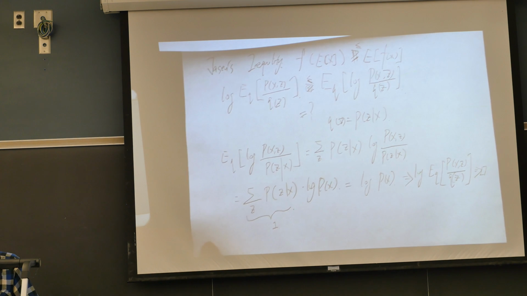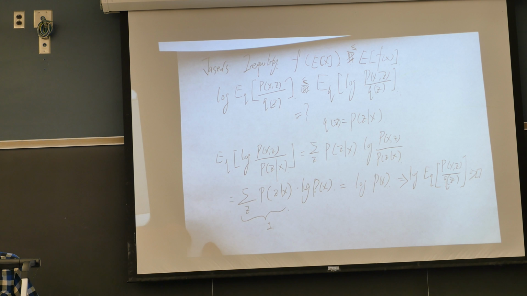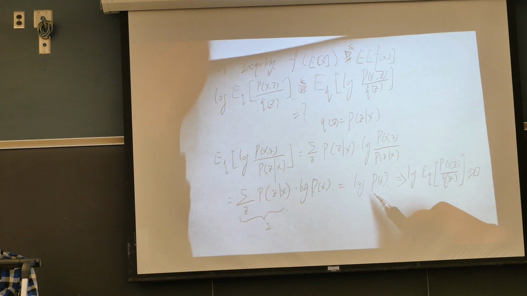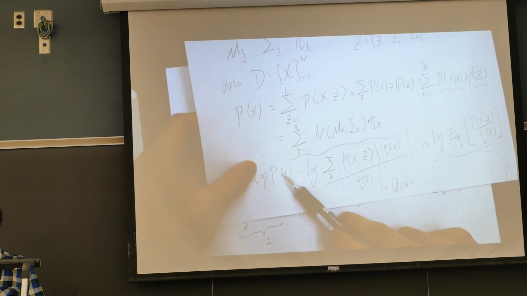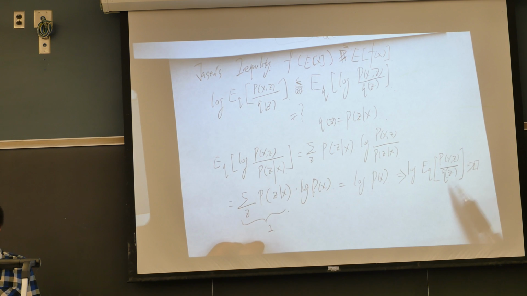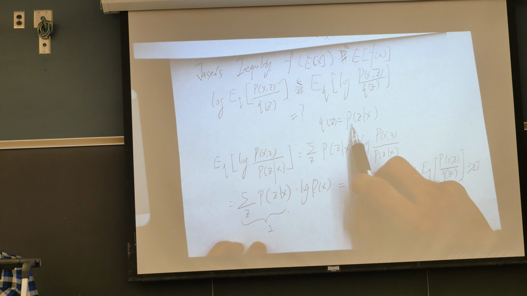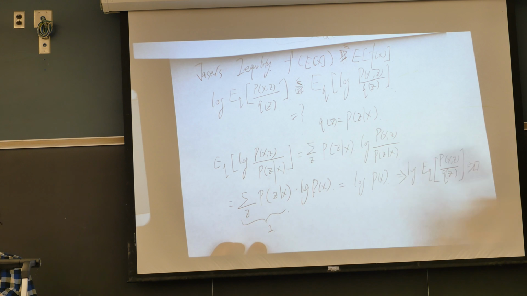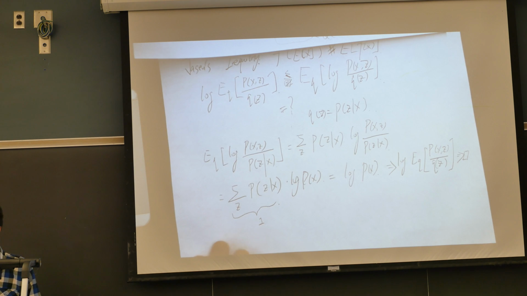Does it make sense? Let me see if I missed stuff here. Yeah, this is simply what we got here actually. Then you can see that if Q is equal to P of Z given X, then I'm returning to the very beginning. So when Q of Z is equal to P of Z given X, the equality holds. So that's a very short proof. And that should be larger or equal to, because that is a lower bound.